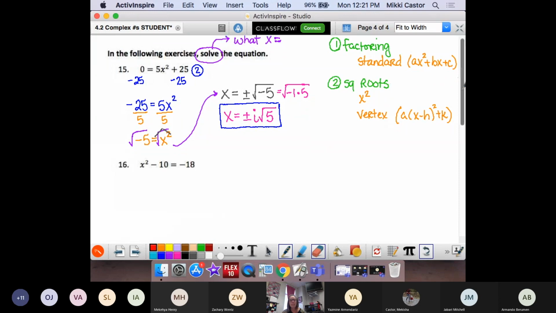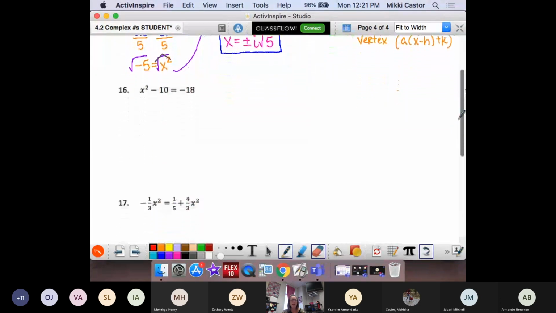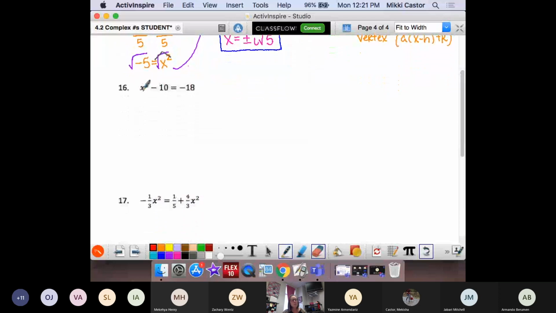All right, number 16, same concept. Again, I only see an x squared term, so I'm going to do square roots on this one, option number 2 for this problem. You're still trying to get the x squared by itself. So in this case, we would want to add 10 on both sides to get the x squared isolated. So now x squared would equal negative 18 plus 10, which would give me a negative 8. The squared is now isolated, so we're going to take the square root on both sides.